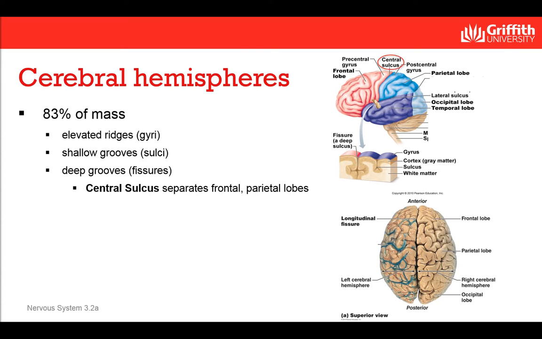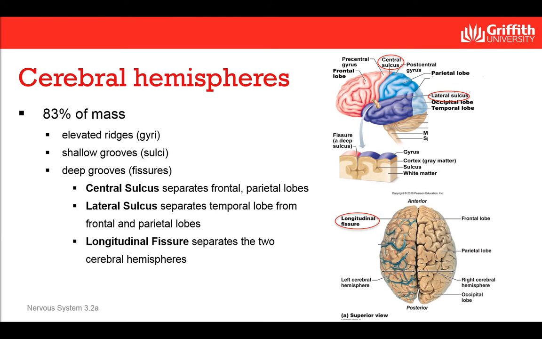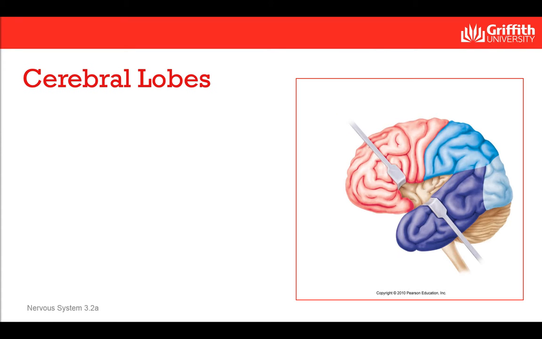For example, the central sulcus separates the frontal and parietal lobes of the brain. The lateral sulcus separates the temporal lobe from the frontal and parietal lobes. The deeper longitudinal fissure separates the two cerebral hemispheres. The cerebral hemispheres fit snugly inside the skull.